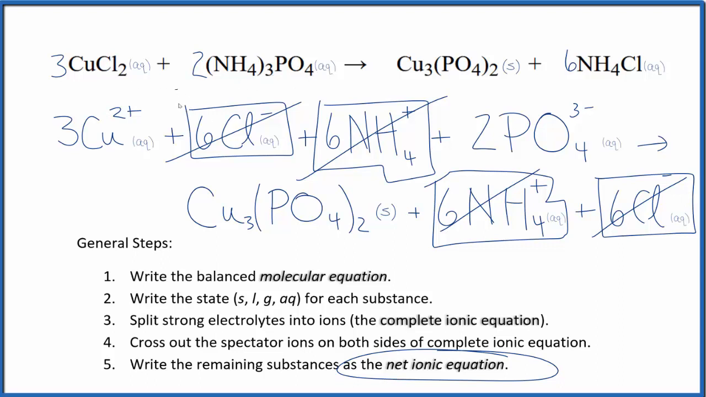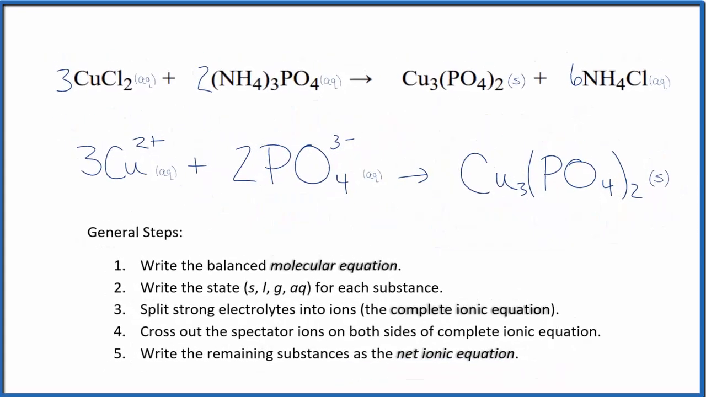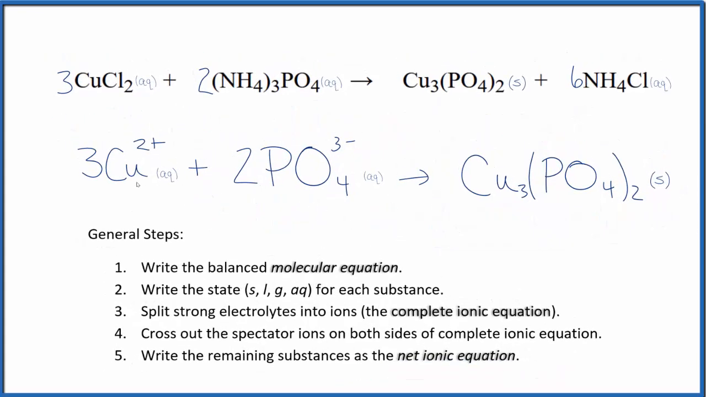Let's remove these spectator ions. And this is the balanced net ionic equation. You'll note that the atoms are balanced, and the charge is balanced too. We have 3 times 2 plus, 6 plus, 2 times 3 minus, 6 minus. So we have a net charge of 0 in the reactants. In the products, this is a neutral compound, net charge of 0.